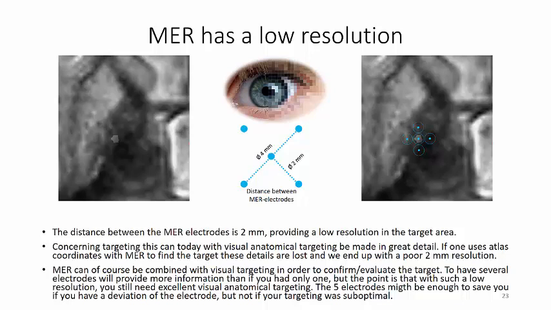It can of course be combined with visual targeting in order to confirm and evaluate the target. To have several electrodes will provide more information than if you had only one, but the point is that with such a low resolution, you still need excellent visual anatomical targeting. The 5 electrodes might be enough to save you if you have a deviation of the electrode, but not if your targeting was suboptimal.